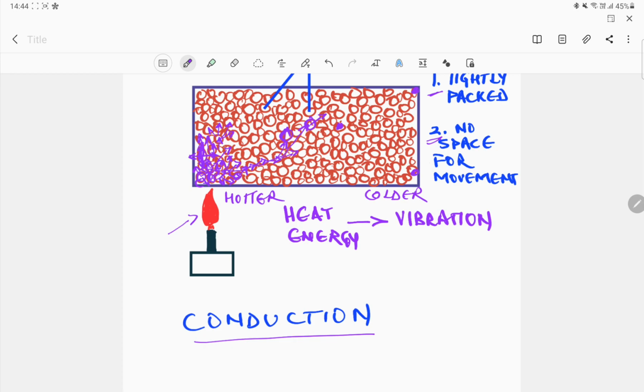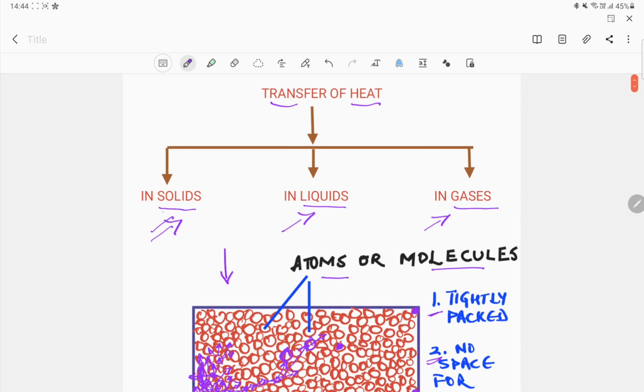And how does conduction take place? By the vibration of particles. The particles that are heated start to vibrate, they collide with other particles, and heat is transferred from a hotter to a colder region. I hope you have understood the process of conduction in solids, which is nothing but the process of transfer of heat in solids.